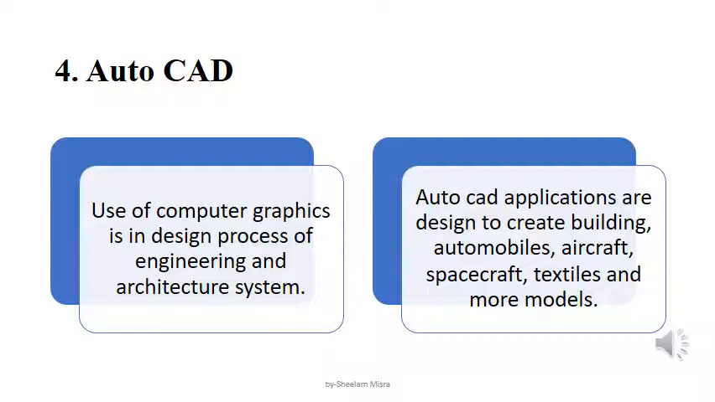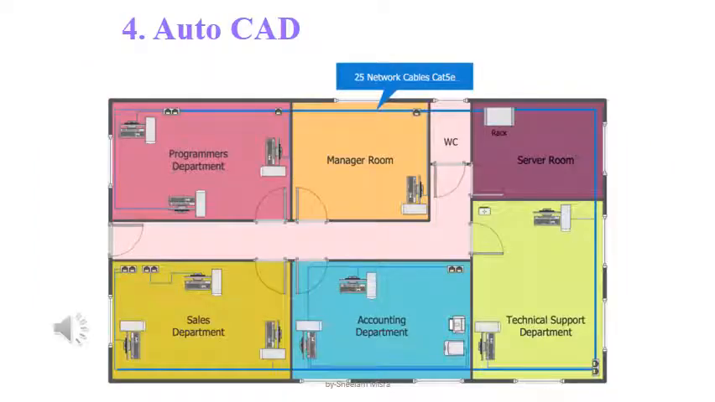The fourth application of graphics is AutoCAD. Computer graphics is used in the design process of engineering and architecture systems. AutoCAD applications are designed to create models of buildings, automobiles, aircraft, spacecraft, textiles, and more. So this design is created with the help of AutoCAD.